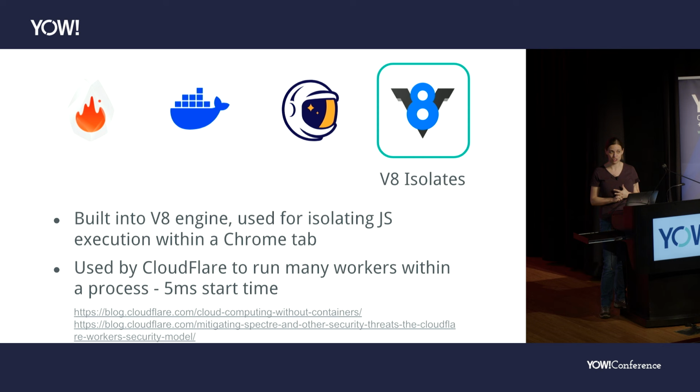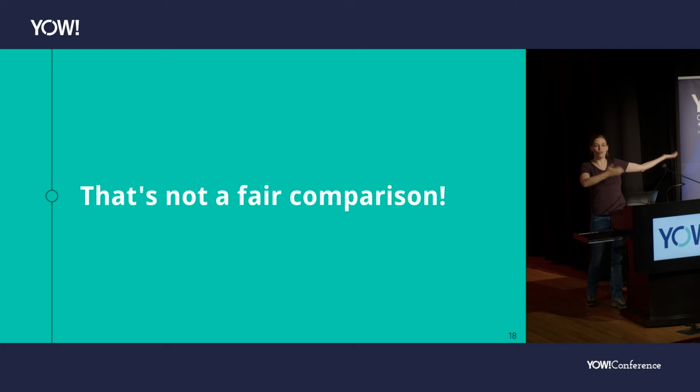Okay, we're comparing a whole virtual machine to an isolated JavaScript engine instance. It's not meant to be a fair comparison. We're looking at different options and trying to consider the trade-offs between them. If we wanted to be able to run any kind of code, or have multiple processes, we need something like a virtual machine or a container, right, to be able to run anything.